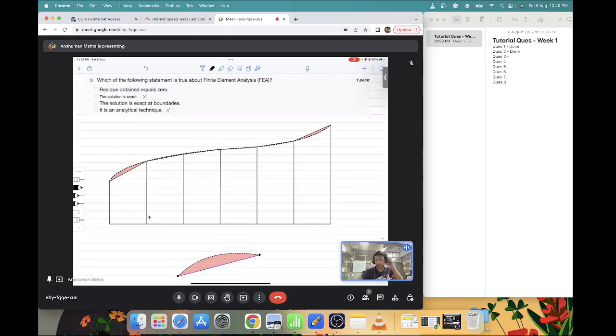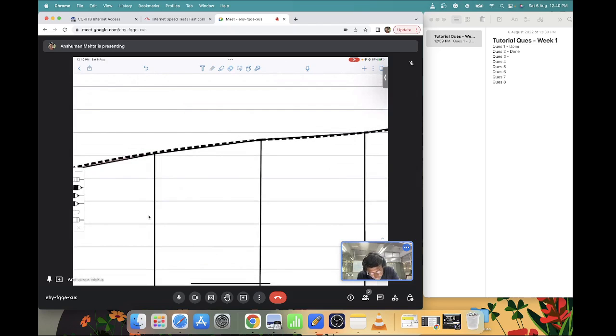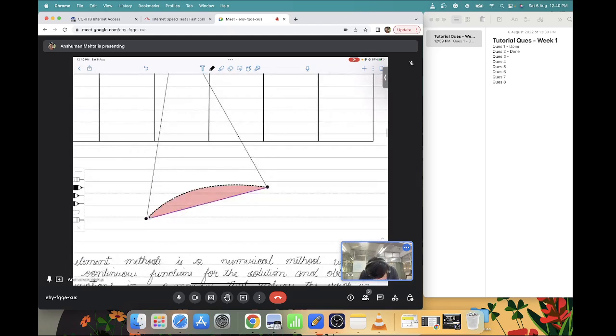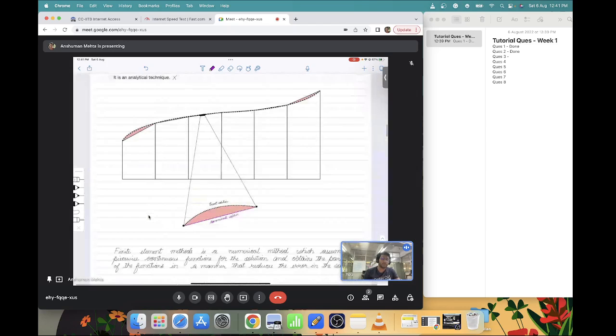Now, regarding the residue becoming 0. If we take a very small element here, let me enlarge it. So we are taking a very small element, let's say this element from here, and we are enlarging it so that these two endpoints are denoted like that. Now we know that the exact solution will have some curvature, right? And whatever we are approximating will be different than that exact. So there will always be a residual.